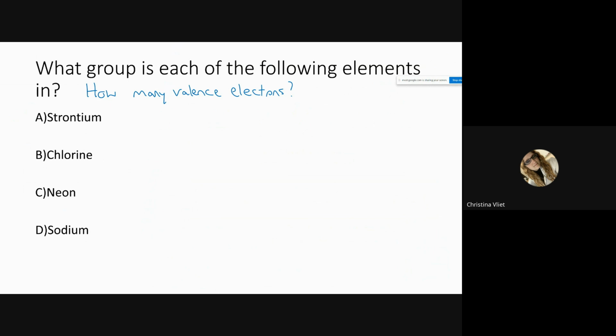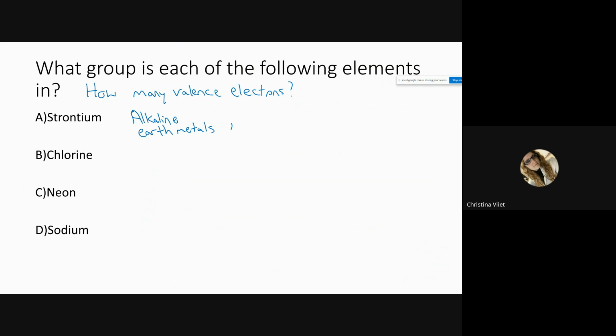Because this one, there's not an ability to answer on your pad. This is answer on the paper, and I'm going to go over it with you pretty quickly, though. So what group is each of the following elements? Strontium first. It's called the alkaline earth metals. Okay, sure. Alkaline earth metals, that's good. And my second question is, how many valence electrons then does strontium have?